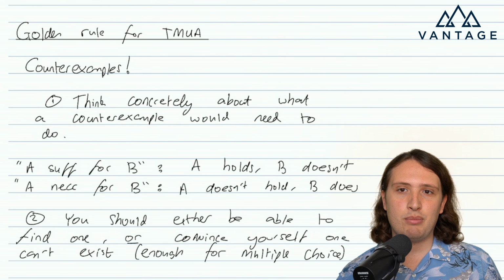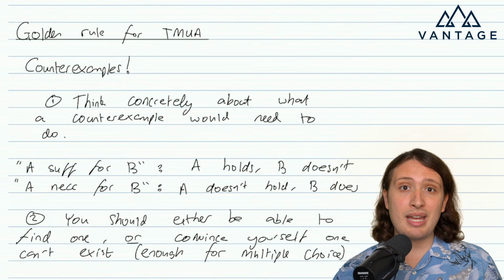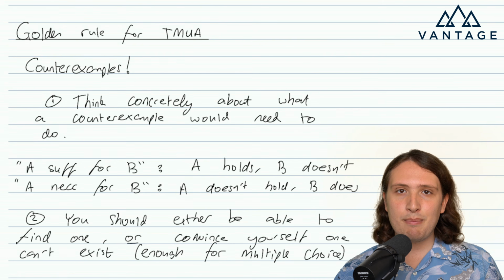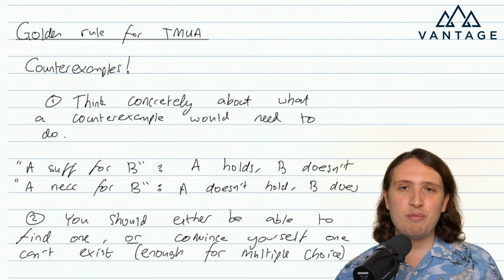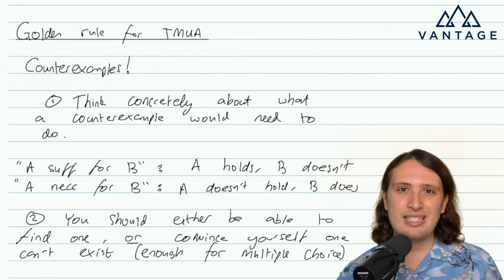what a counterexample would do, you should then either be able to find a counterexample, use the usual techniques, try simple cases, try extreme cases. You'll generally be able to find a counterexample quite easily if one exists. Or alternatively, once you've put into simple terms what a counterexample would actually look like, you might be able to see or convince yourself that one simply can't exist, in which case the condition really is sufficient or necessary.